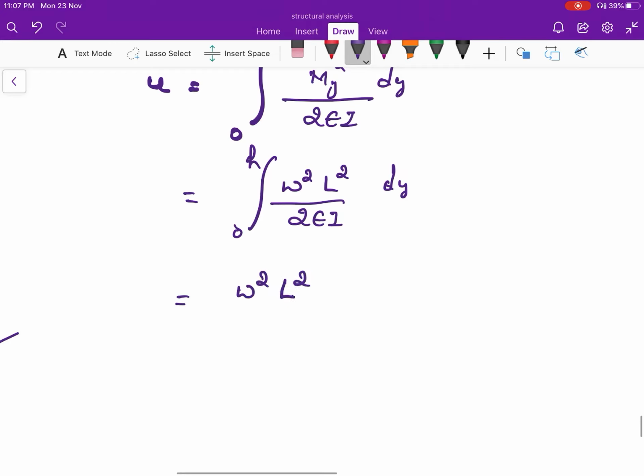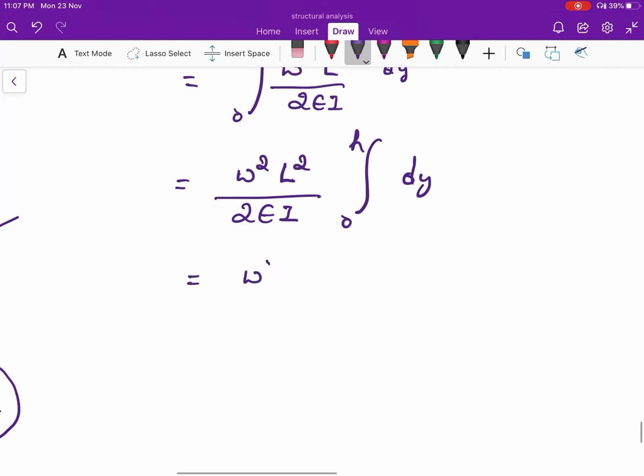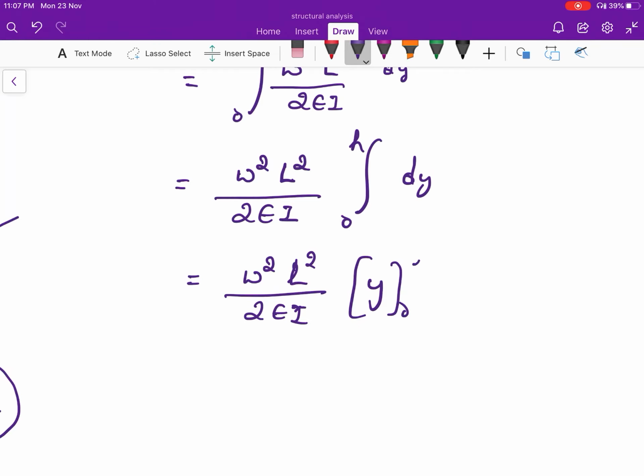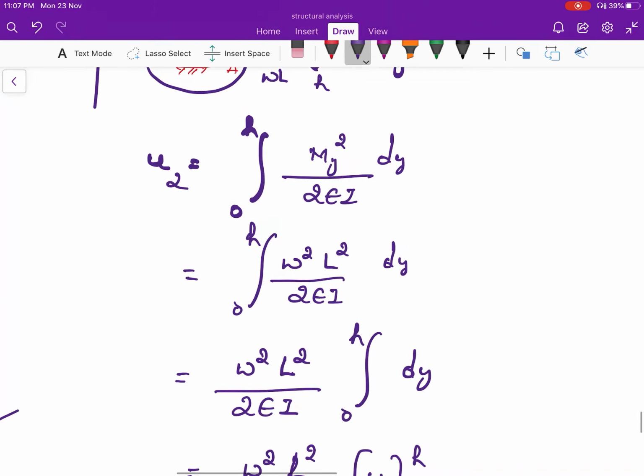w square L square divided by 2EI, integral from 0 to h with respect to dy, which will be equal to w square L square divided by 2EI. Integral of dy is y, from 0 to h. This can be written as w square L square h divided by 2EI, which will be the strain energy. Let me take this as U2.